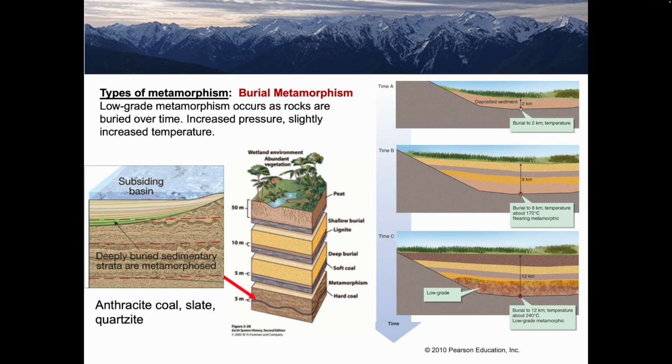Now let's move into different types of metamorphism. Let's start with burial metamorphism, the most simple kind. This is a low-grade metamorphism that occurs as rocks are buried over time. This results in increased pressure and, to some degree, increased temperature.